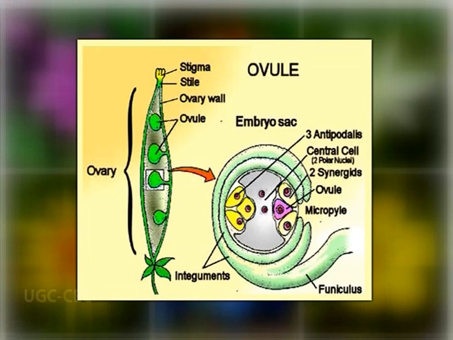The gap in the integuments through which the pollen tube enters to deliver sperm to the egg is called the micropyle. The stalk attaching the ovule to the placenta is called the funiculus. Ovules are generally positioned so that the micropyle is facing the point of funiculus attachment. In a fully syncarpous gynoecium, the challenge is to determine how many carpels fuse to form the gynoecium.